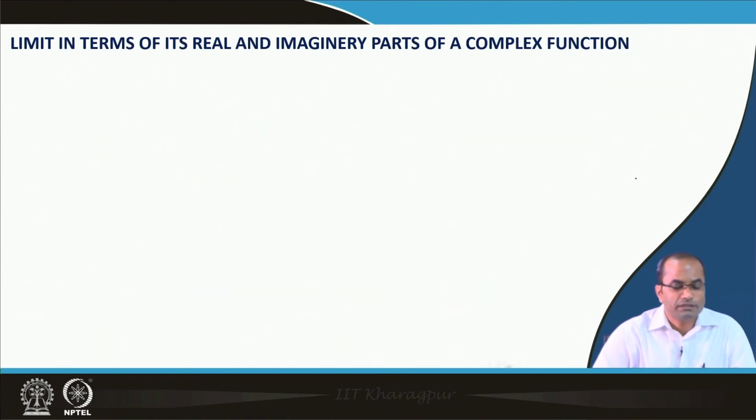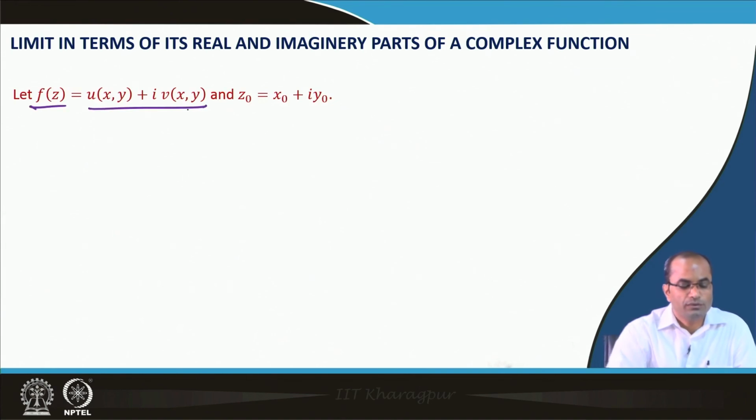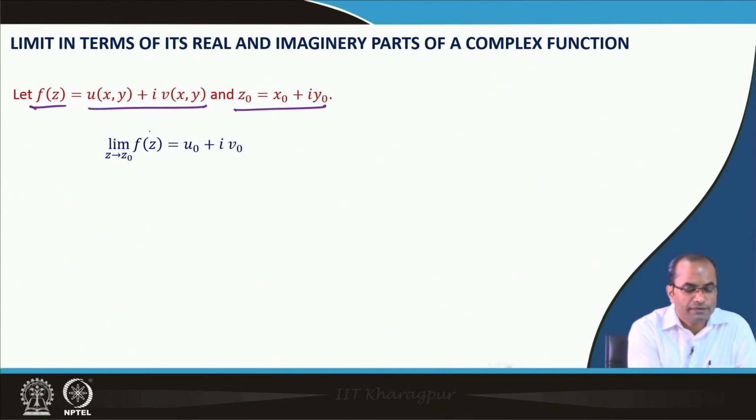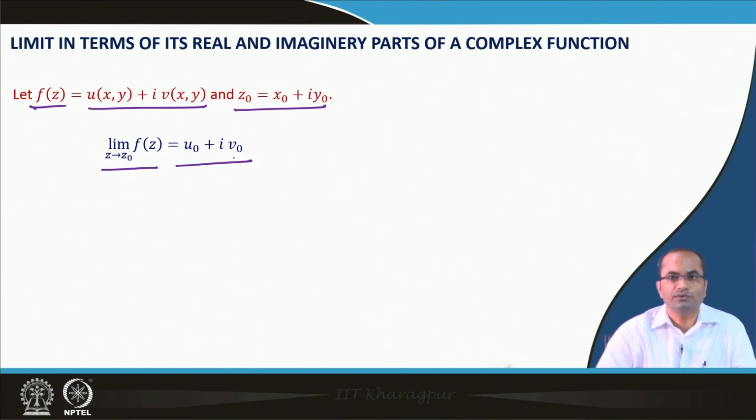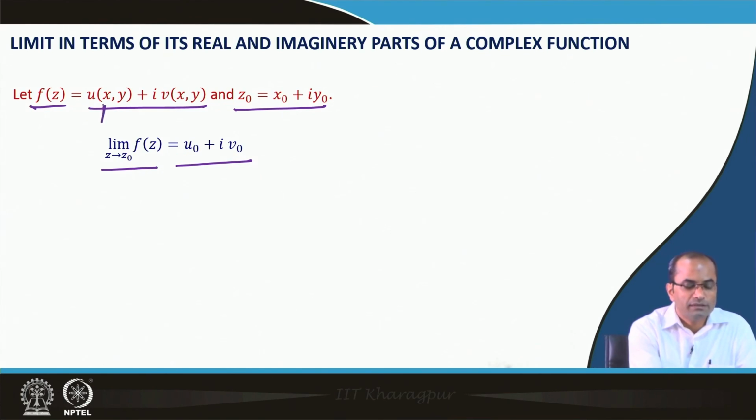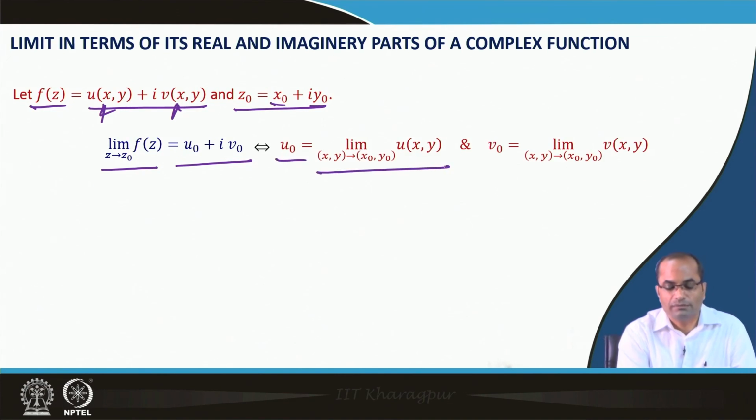Well, the limit can also be defined in terms of the real and imaginary parts of a complex number. If f(z) is u(x,y) plus i v(x,y), and z naught is x naught plus i y naught, then we can say that the limit of f(z) as z approaches z naught is u naught plus i v naught. And what are u naught and v naught? These are the limits of u and v as (x,y) approaches (x naught, y naught). So, u naught is the limit of a function of two variables, and likewise for v.